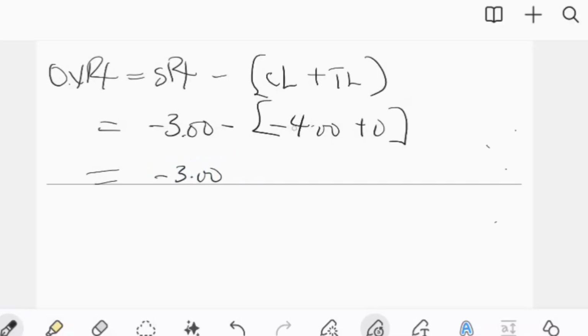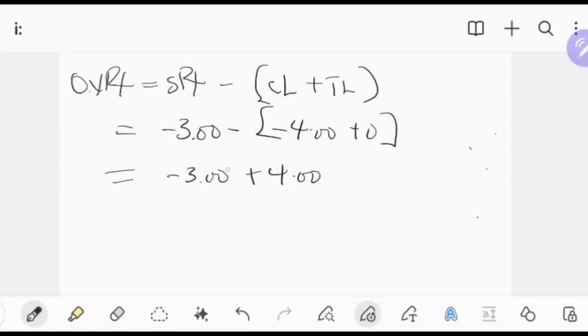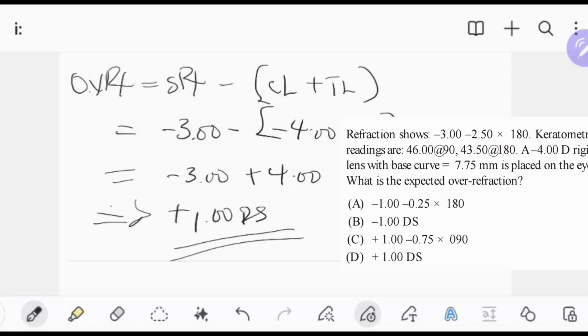So we have to open the bracket, which equals -3.00 minus, open the bracket, minus, that minus times minus will give us plus 4.00. Although we have to add the tear lens first, since this is 0, it's already 4 there. So this is what we have. Then the final expected over refraction is minus 3 plus 4, which is plus 1.00 DS. So this is the answer of the question we have.